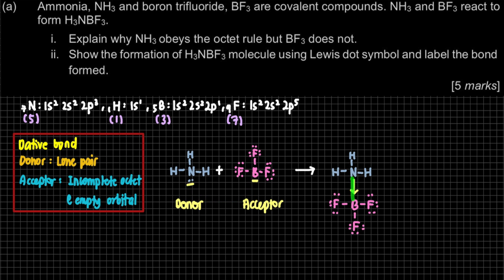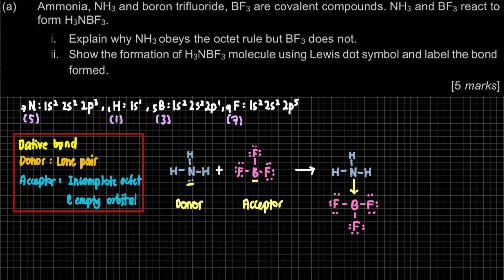So here I show you in my donor, the electron is from my donor, which is nitrogen specifically, towards my boron. Okay, so this is one of the ways to draw it. If you want to draw it this way, also can. Just make sure that the arrow must be from the nitrogen towards boron. Okay, so that is our dative bond.